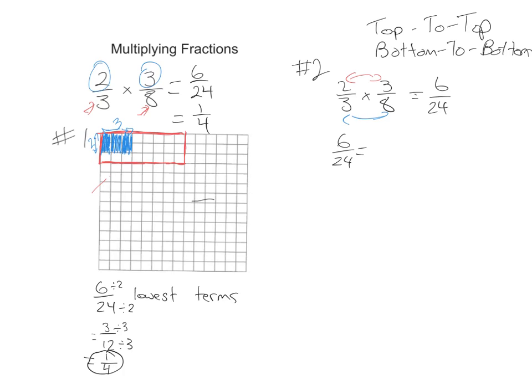So in this case, you can see we can divide 6 by 6 and also 24 by 6. 6 divided by 6 is 1. 24 divided by 6 is 4. Voila! There is our solution. So key idea here, when you're multiplying fractions, top times top, bottom times bottom, we're good. Don't forget to reduce. Have a good one.